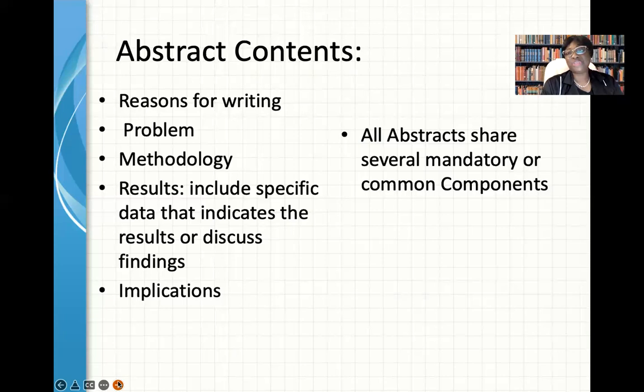And when we talk about your results or findings, it includes specific data that indicates the results or discusses your findings, the implications. You see, all abstracts, I mentioned types of abstract, the critical one, or informative, or highlighting one, or whatever type of abstract you're writing, they share several mandatory or common components.